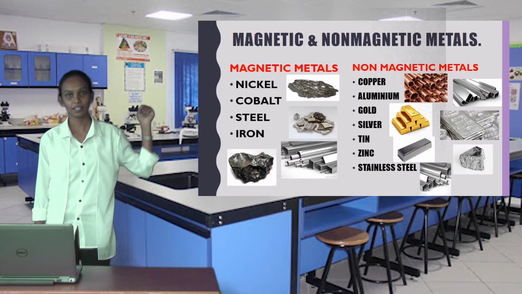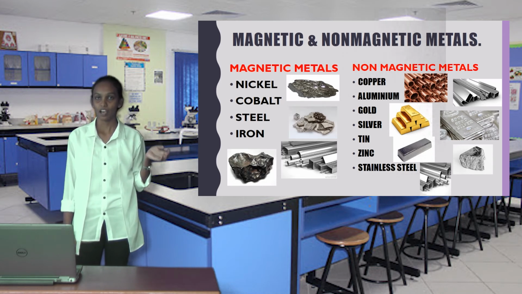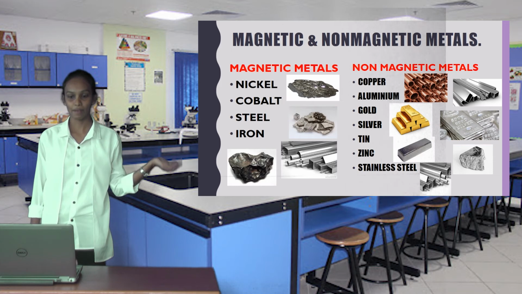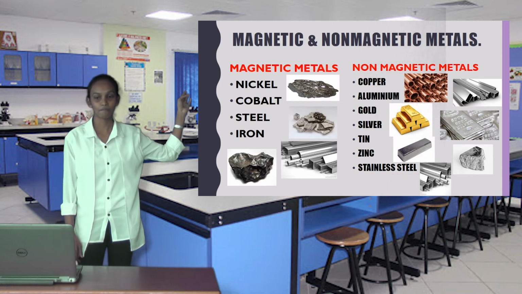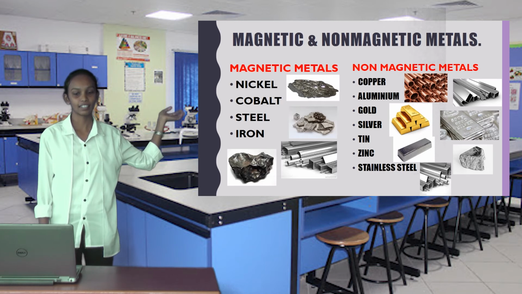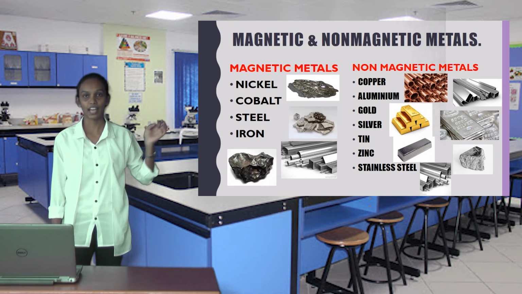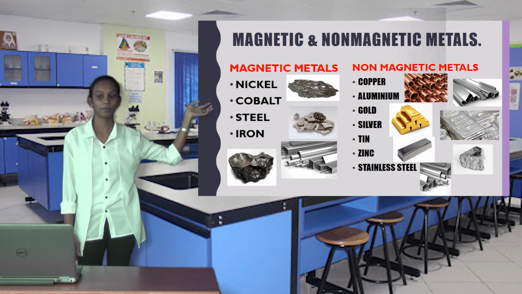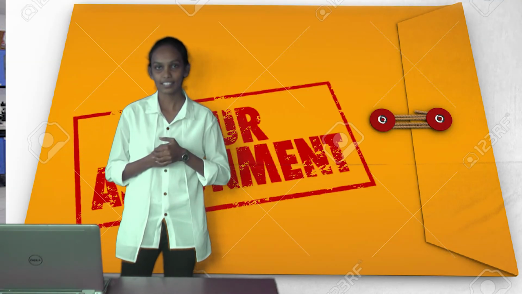Magnetic and non-magnetic metals. We know that all metals conduct electricity, but all metals are not magnetic. Some metals are magnetic and some metals are non-magnetic. You can see some examples of magnetic metals. Nickel, cobalt, steel and iron are magnetic metals. And you can see some examples of non-magnetic metals. Copper, aluminium, gold, silver, tin, zinc and stainless steel. This is all about the lesson electricity.